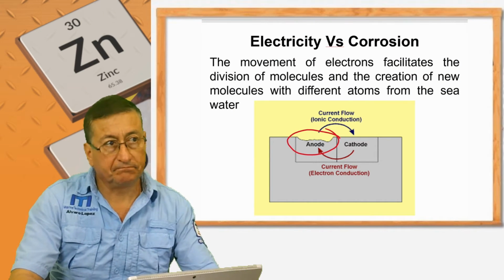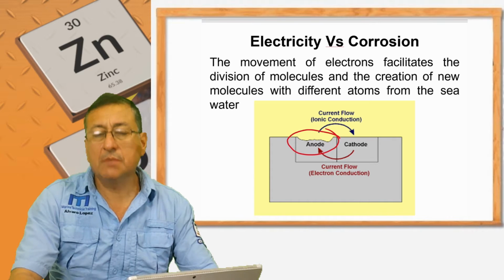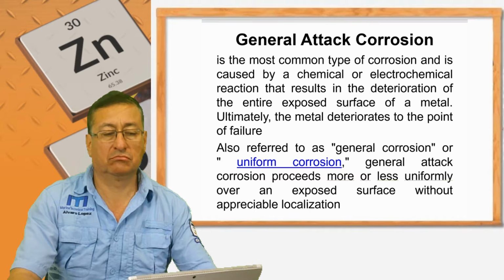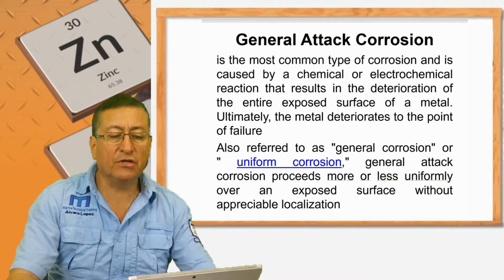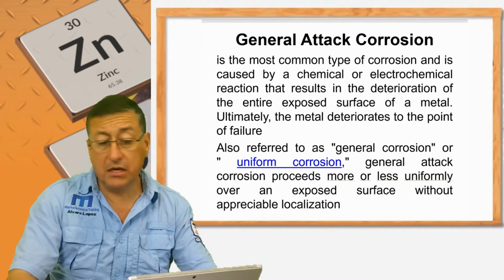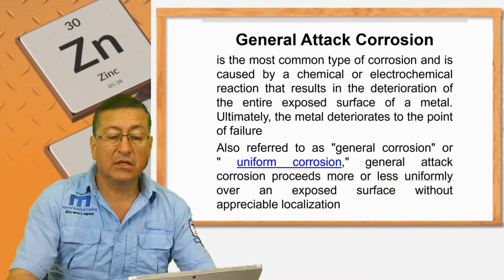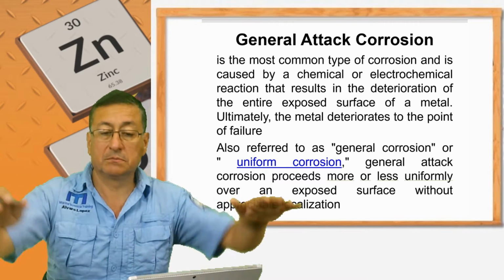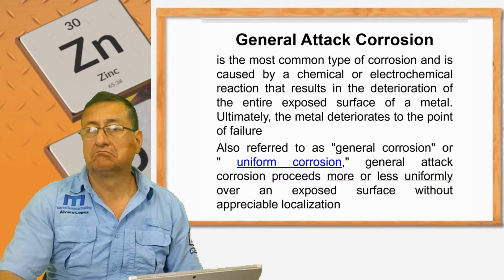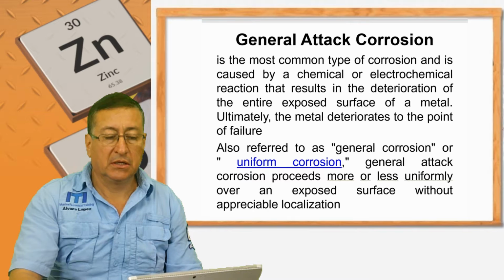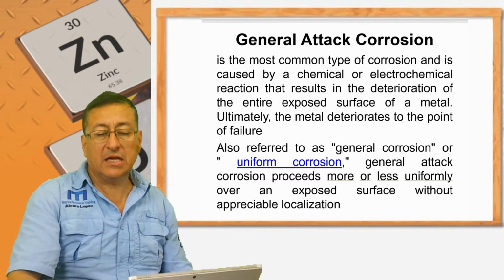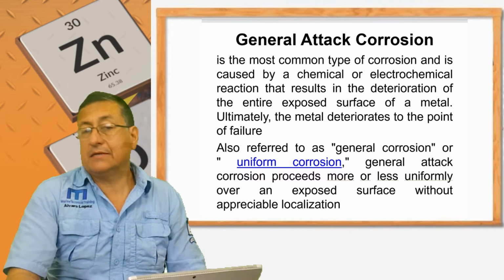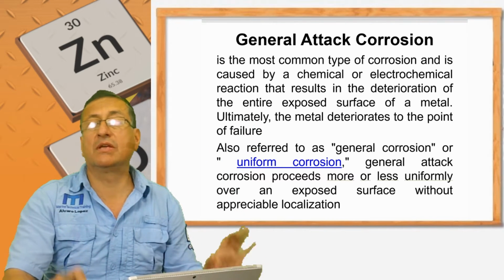Okay. In general, the most common type of corrosion is general attack corrosion. It's produced by a chemical or electrochemical reaction that results in the deterioration of the surface. That's regular corrosion. It's also referred to as general corrosion or uniform corrosion, and it's the metal exposed to the environment. Simple.